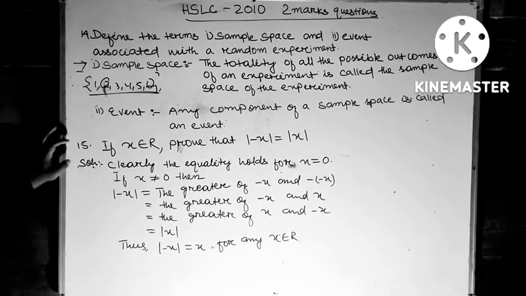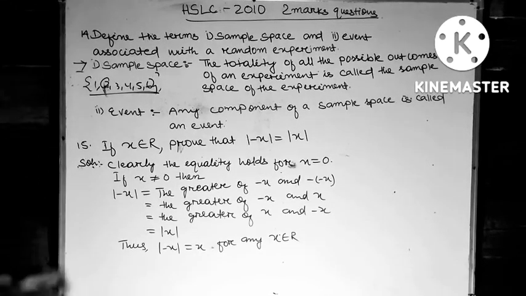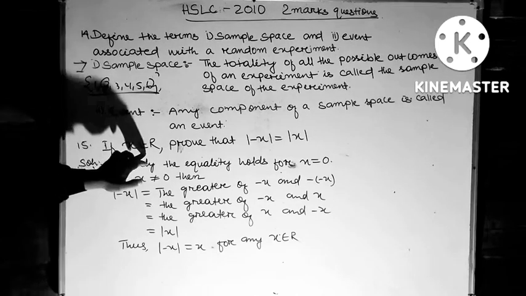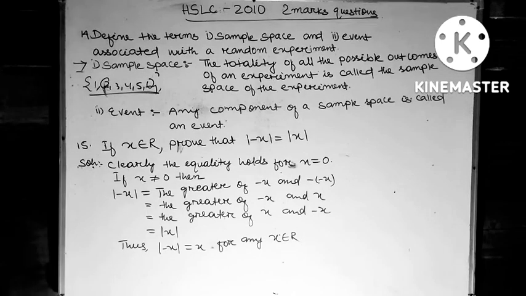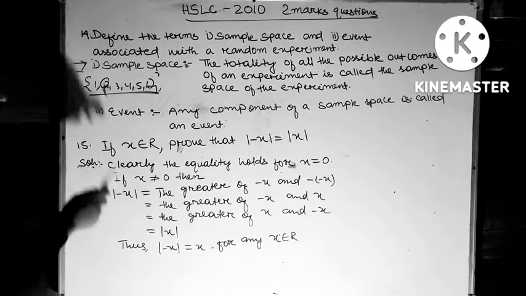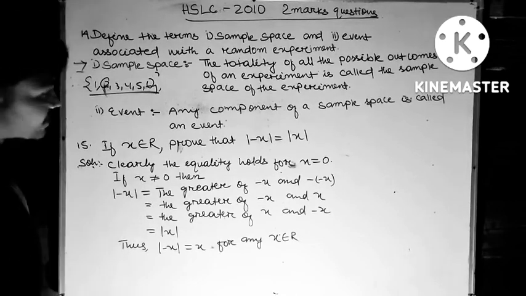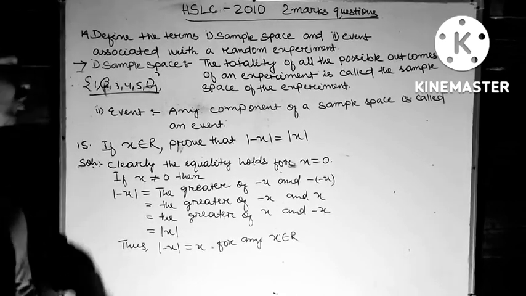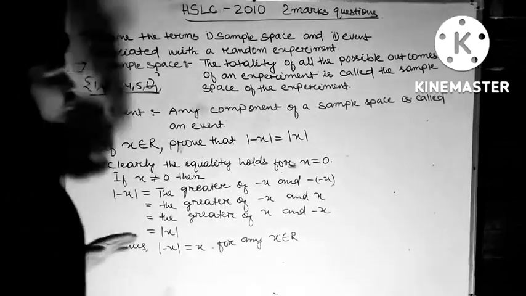Next, question number 15. This is from chapter 1. This is also a 2 mark question. What does this mean? It asks: if x belongs to, this letter is epsilon and this indicates belongs to, real numbers, prove that modulus of minus x is equal to modulus of x.